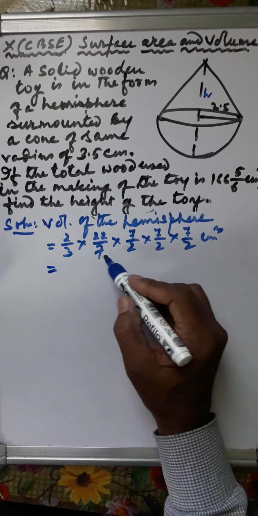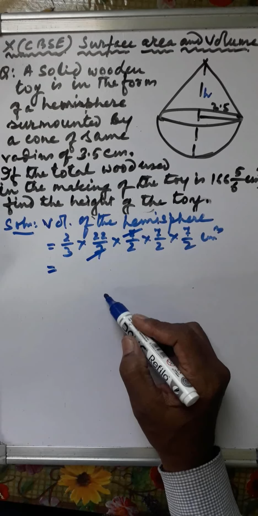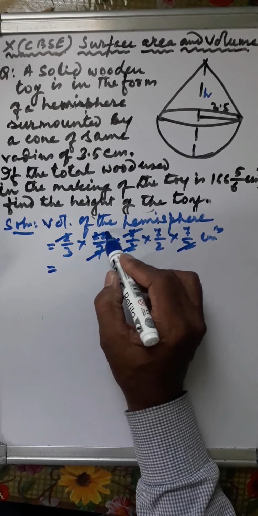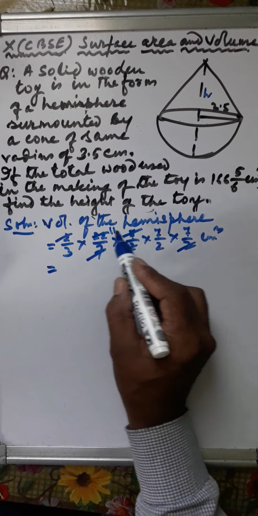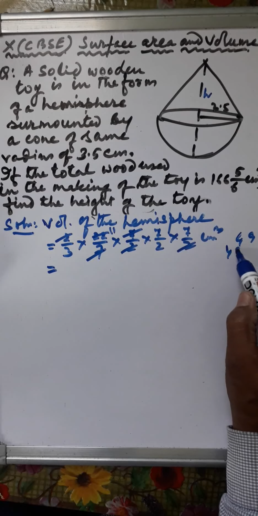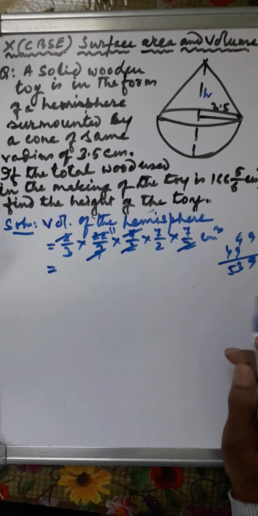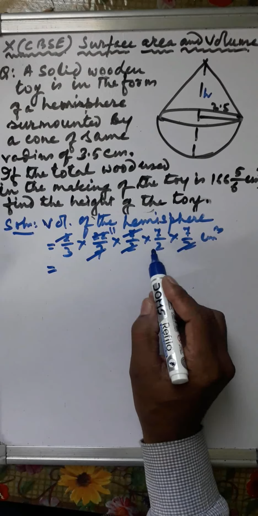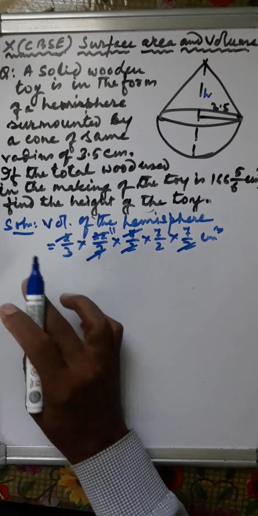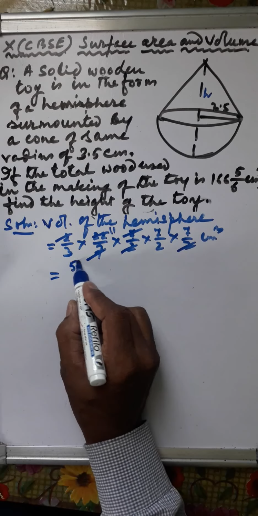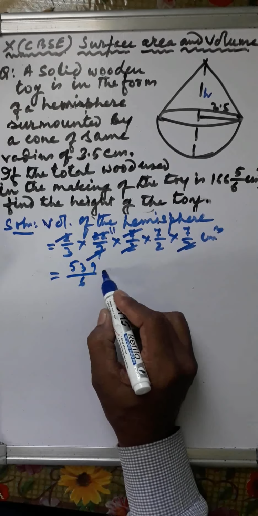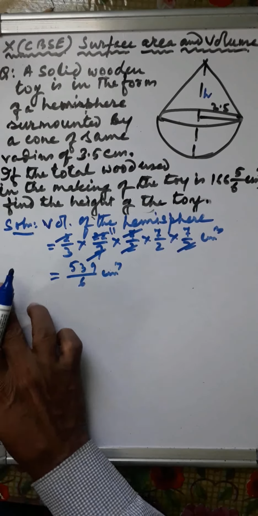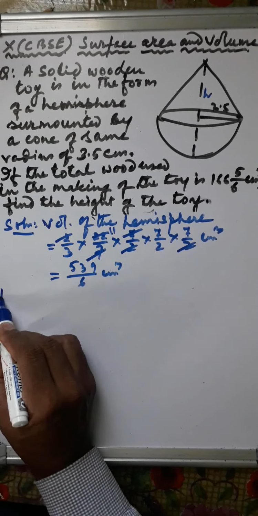Let us simplify it. 7 into 1 by 2, and by this 2 you can cancel the 22 to get 11, so it is 49 into 11. 49 times 11 is 539. So that will give you 539 by 6 centimeter cube.